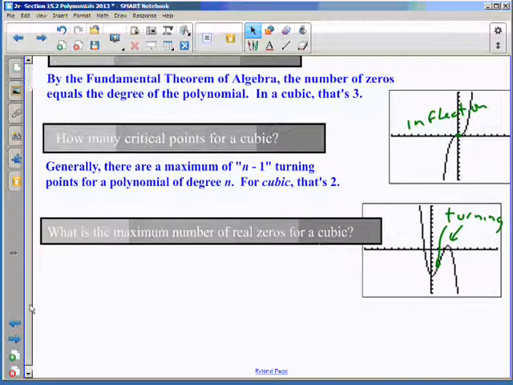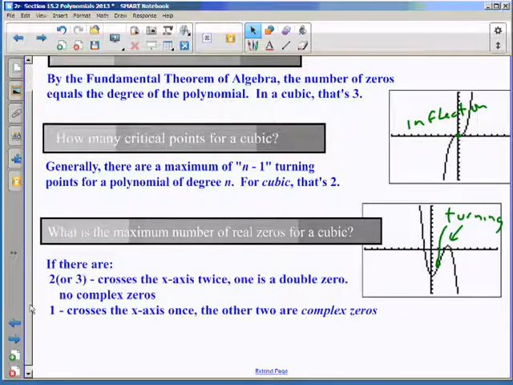And then last, what's the maximum number of real zeros? If there are 2 or 3 real zeros, they'll cross the x-axis twice, or one is a double 0 or triple 0, and there's no complex. If there is 1, then it crosses the x-axis once. The other two are going to be what's called complex zeros.